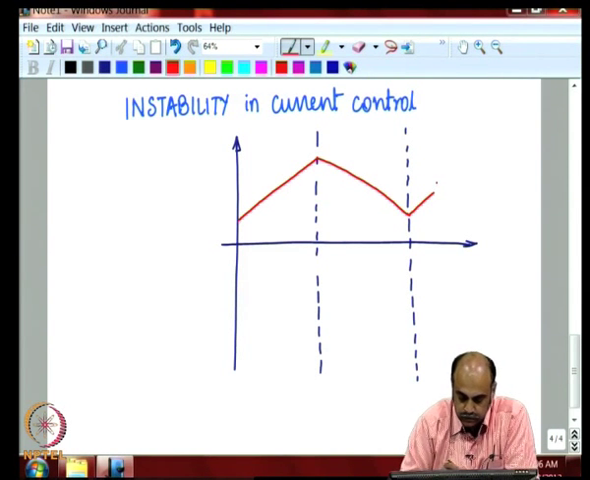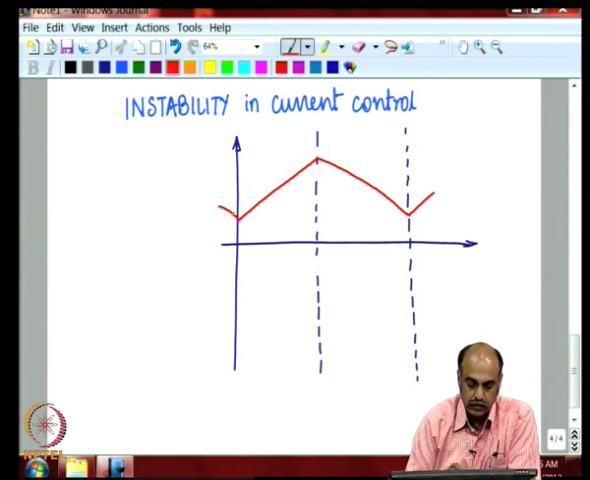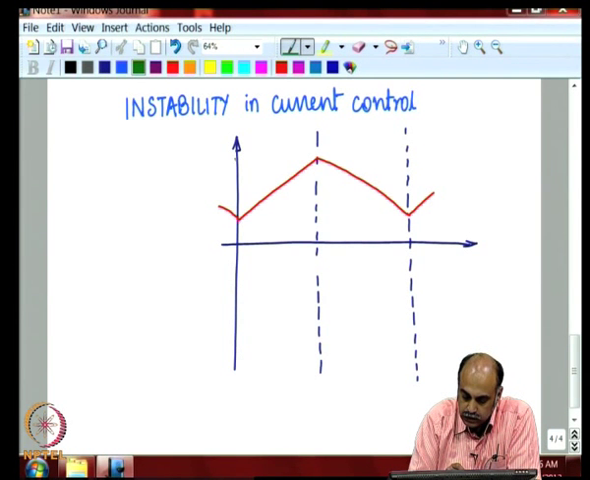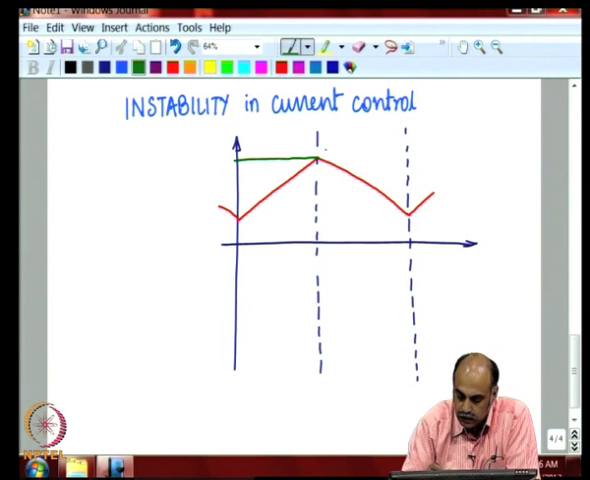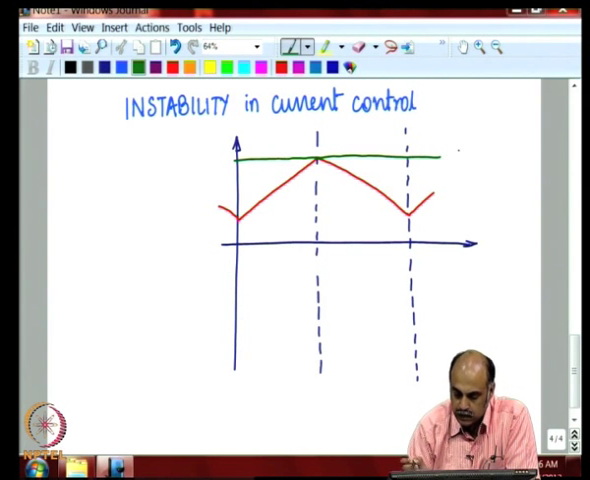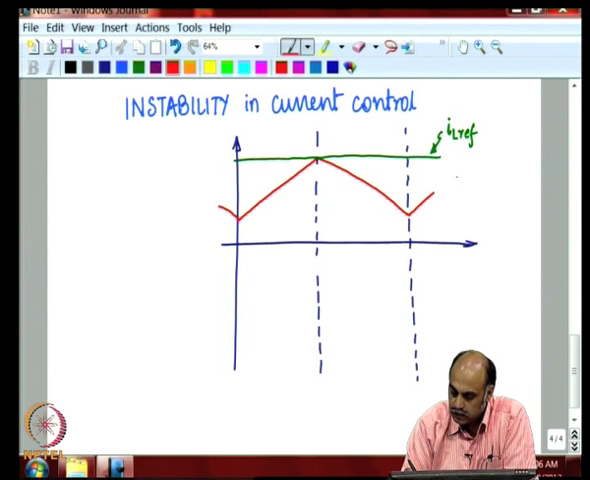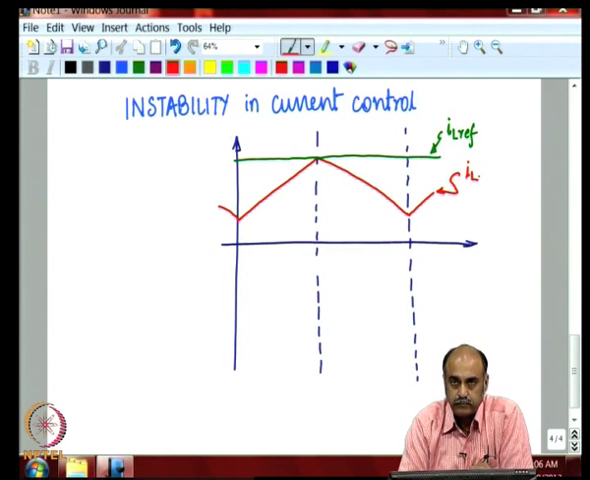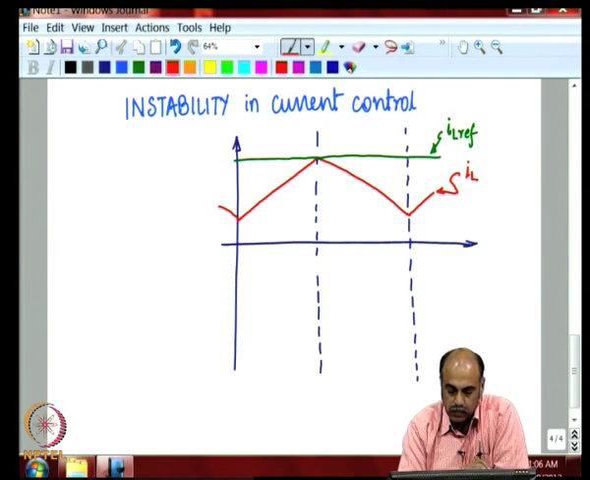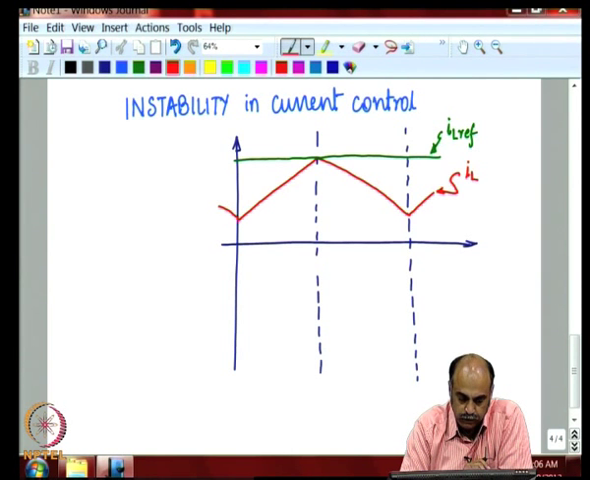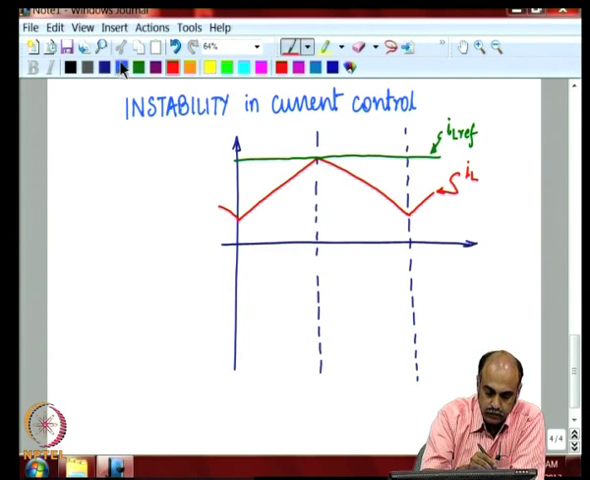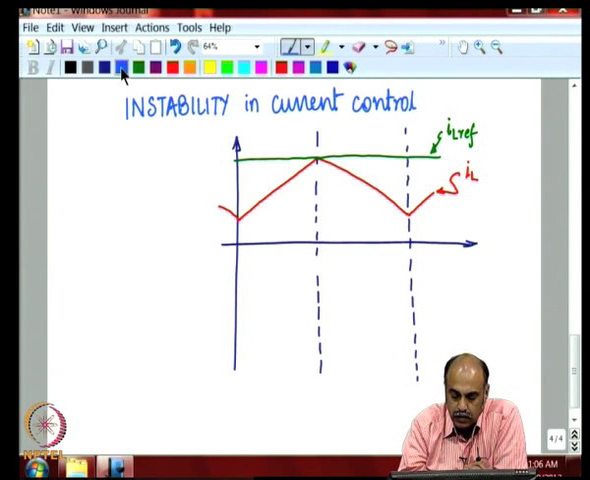And then it starts repeating every cycle, and this is the reference current. So, this is IL reference and this is IL. Okay. Now, let us bring in some perturbation.